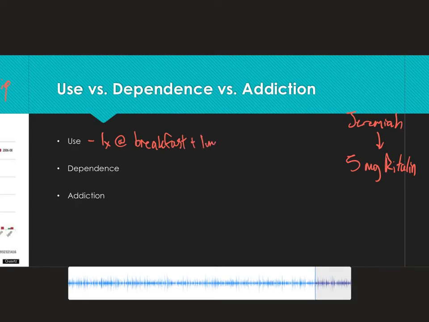Dependence would be, over the course of a few months, Jeremiah's grades begin to slip due to the increasing difficulty of some of his classes. Jeremiah firmly believes this is only due to his ADHD. Jeremiah goes to his doctor and is given a higher dosage of 20 milligrams and begins taking the drug 3 times a day. Jeremiah believes that without the Ritalin, he would not be able to study or get any grade above a D. Jeremiah also begins drinking espresso alongside his medication.